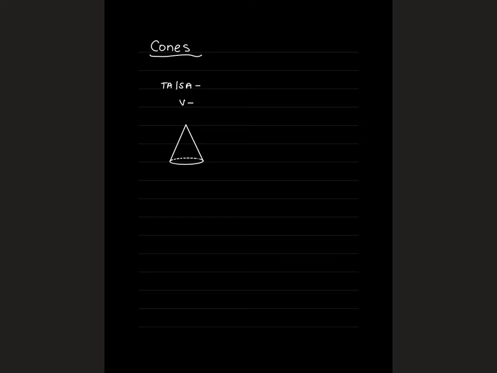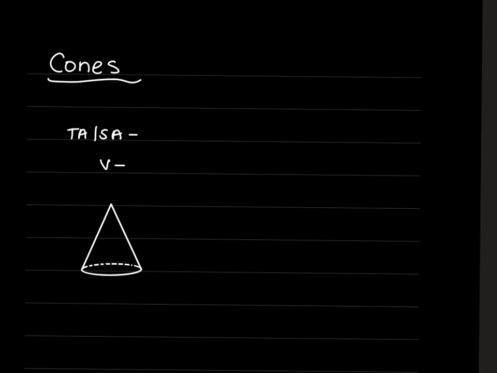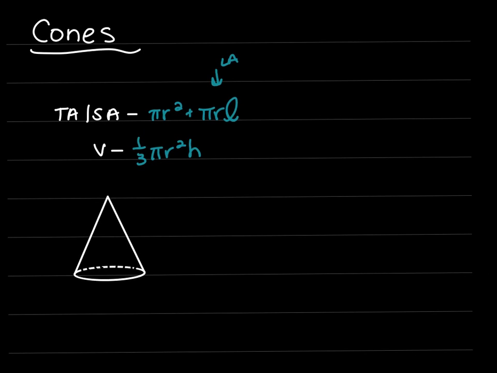Okay, then we get to cones. For cones, total area or surface area is pi r squared plus pi r l, which is the lateral area. And the volume is 1/3 pi r squared h. So just like your pyramid, you'll be given the height or the slant height. You might have to find the other one using the Pythagorean theorem or the Pythagorean triples.